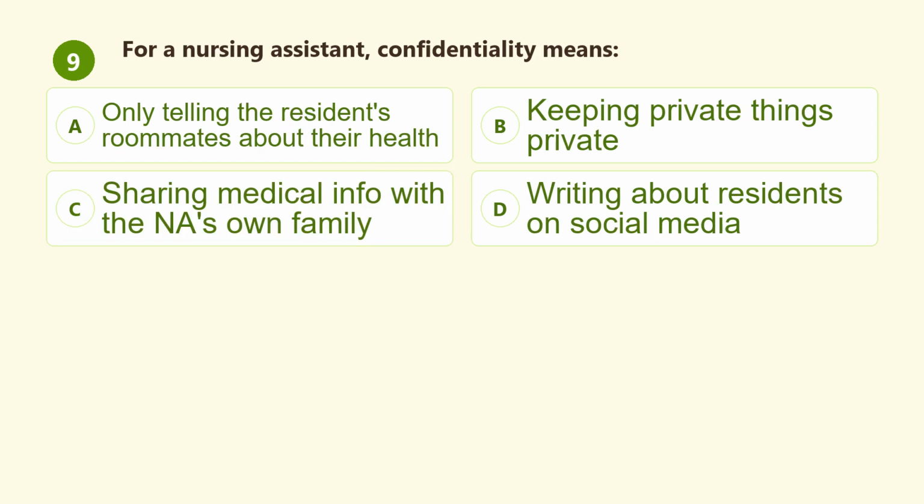Question 9. For a nursing assistant, confidentiality means Option A, only telling the residents' roommates about their health. Option B, keeping private things private. Option C, sharing medical info with the NA's family. Option D, writing about residents on social media.